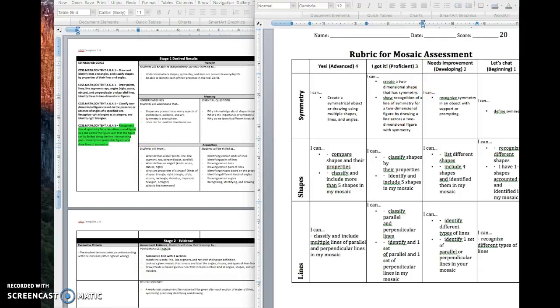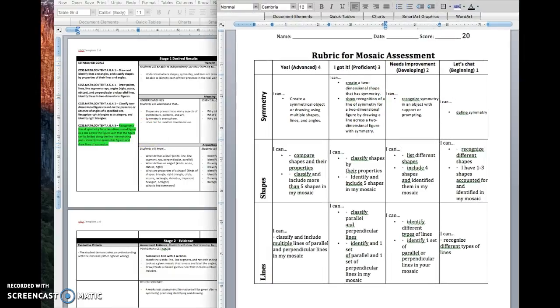I actually took the standard itself, and I pasted it into start, and then I played around with it because it says recognize a line of symmetry for a two-dimensional figure as a line across the figure such that the figure can be folded along the line into matching parts, identify line symmetry figures, and draw lines of symmetry. So it's almost redundant. It's almost repeating the same thing. It's almost telling the students a definition in it. So you don't necessarily have to use that definition piece.